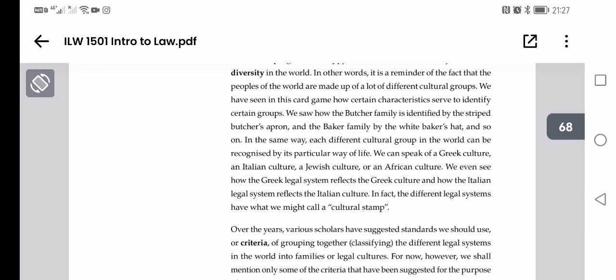In the same way, each different cultural group in the world can be recognized by its particular way of life. We can speak of a Greek culture, an Italian culture, Jewish culture, or an African culture. We even see how the Greek legal system reflects the Greek culture and how the Italian legal system reflects the Italian culture. In fact, the different legal systems have what we might call a cultural stamp.